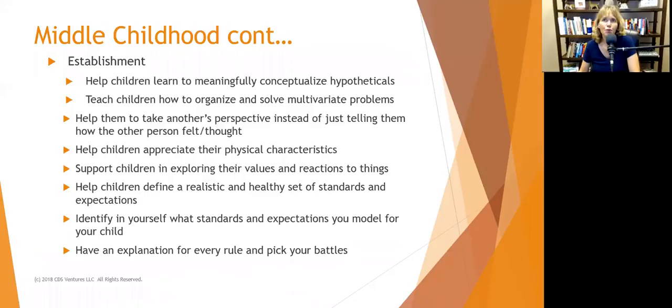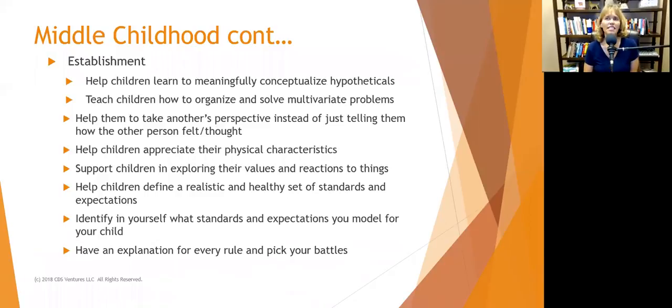Help them appreciate their physical characteristics. The average age that the girls go on their first diet is 8 in this country. So at 7 years old, we want to start encouraging them to appreciate their physical characteristics. Support them in exploring their values and reactions to things. Ask them, why did it make you mad when that happened? And help them start learning to articulate that.